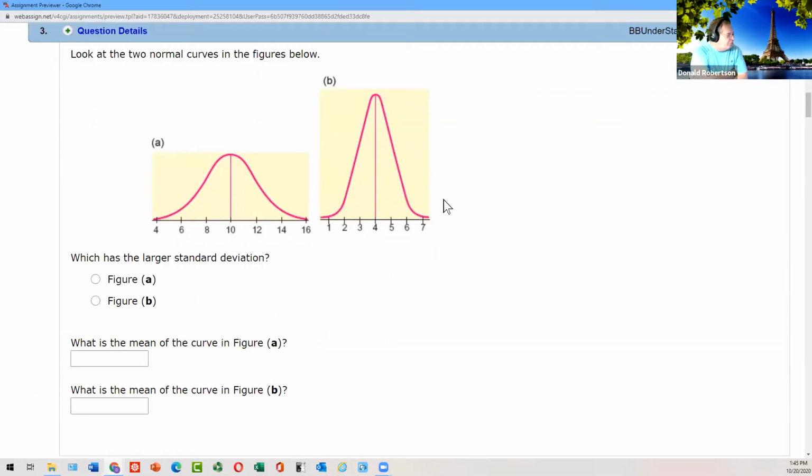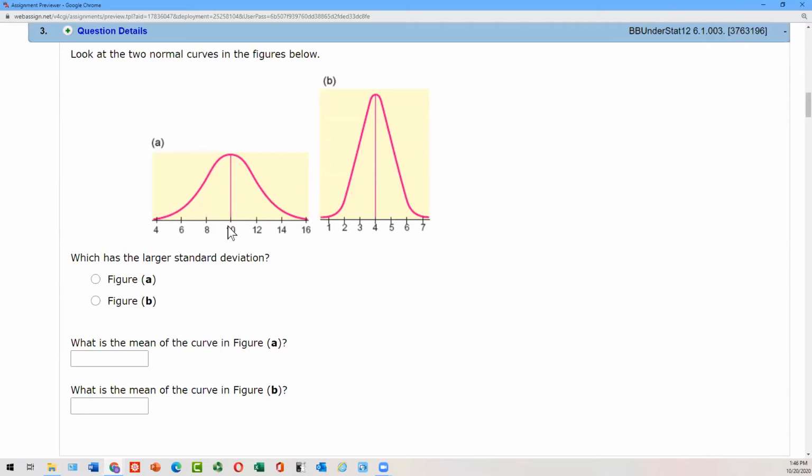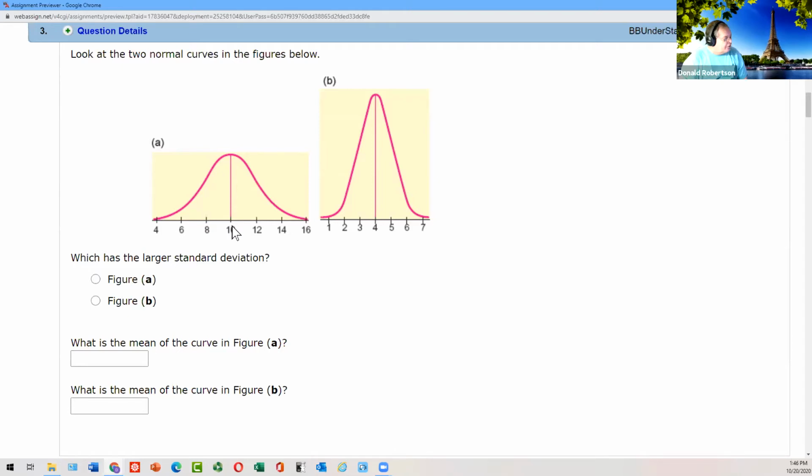Here are two normal distributions. One's taller than the other, that's fine. But they have that nice bell-shaped curve that they like. And they're asking you which one has a larger standard deviation. A or B? A. Okay, let's see why he's right.